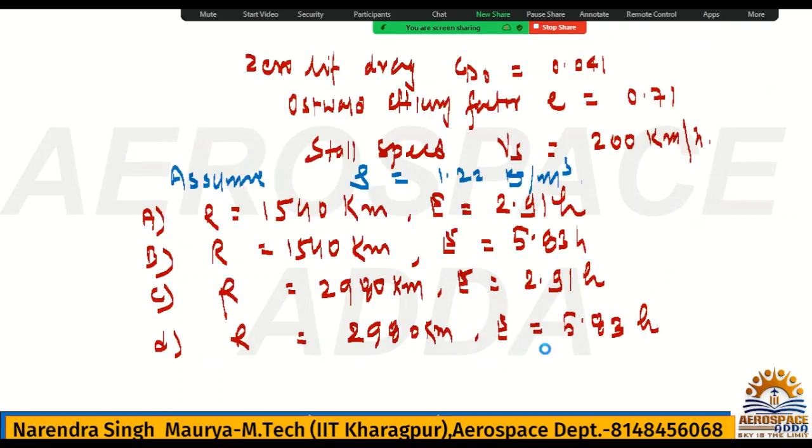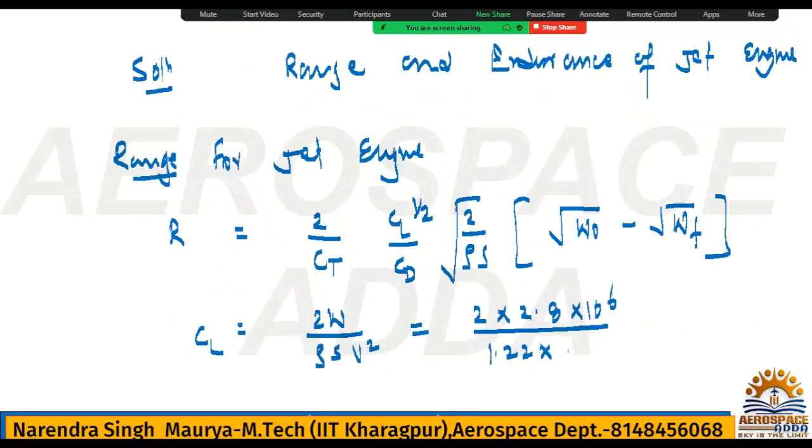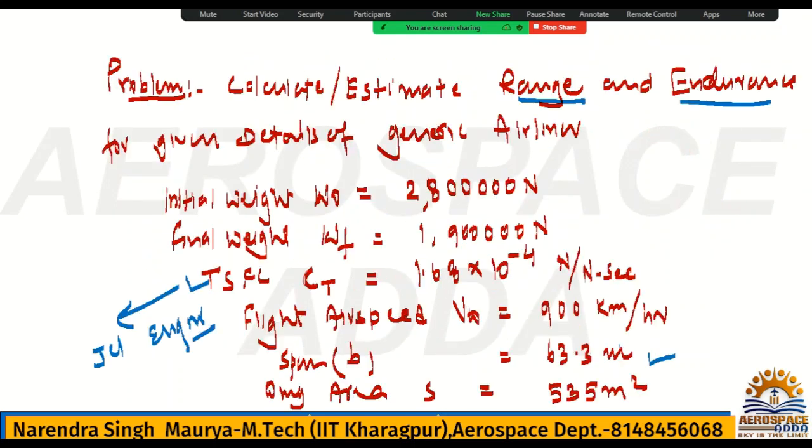What is the S they have given? Area, 535. What is the velocity they have given to you? Flight air speed. It is 900 km per hour. So we just write 5 by 18. Sorry, it should be 250, no? So it is 250 meter per second.